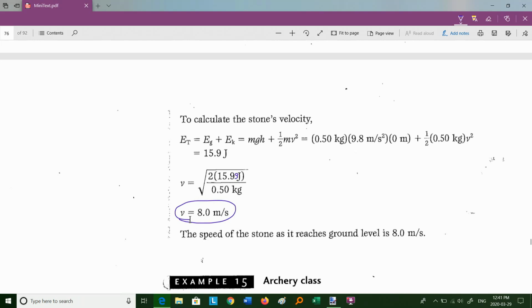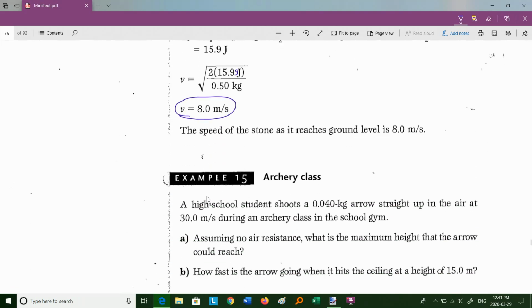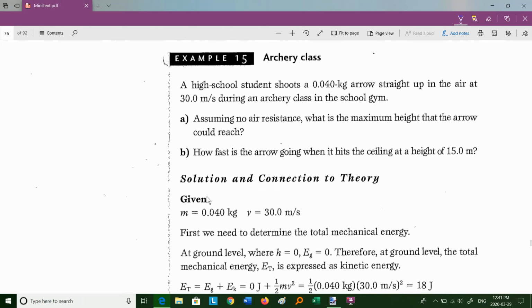Let's try one more here. I don't know if we do archery at the school. My guess is probably not, and certainly not in the gym. But that's what example 15 is about. I guess you want to get the point about this one.